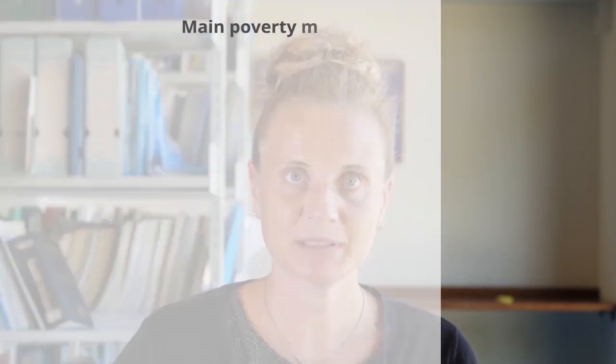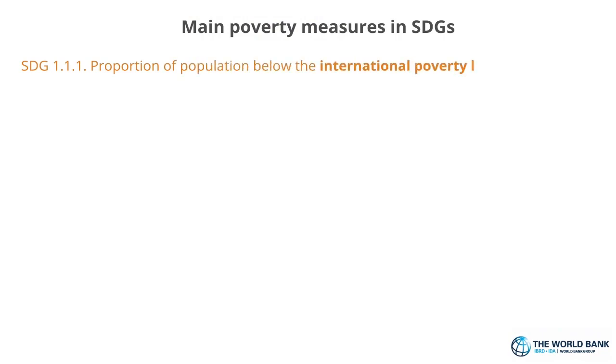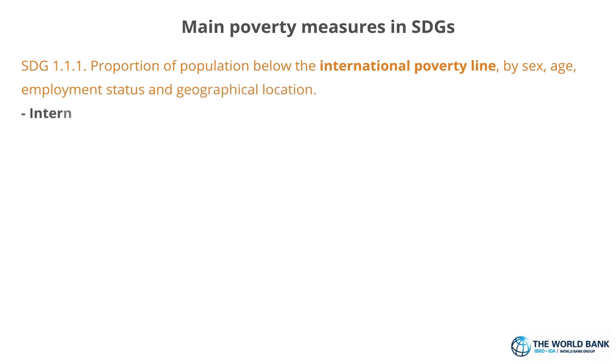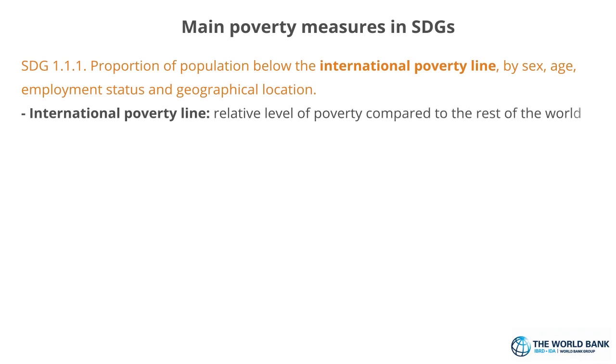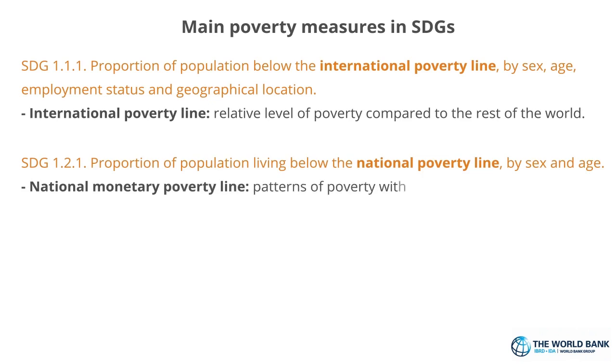There are three Sustainable Development Goals that relate to poverty measurement. The first one, SDG 1.1.1, is the proportion of the population below the international poverty line by sex, age, employment status, and geographic location. For this, we use the international poverty line, which I will talk about more in a minute. For Sustainable Development Goal 1.2.1, which is the proportion of the population living below the national poverty line by sex and age, we use a national poverty line, which I will touch on the development of today as well.